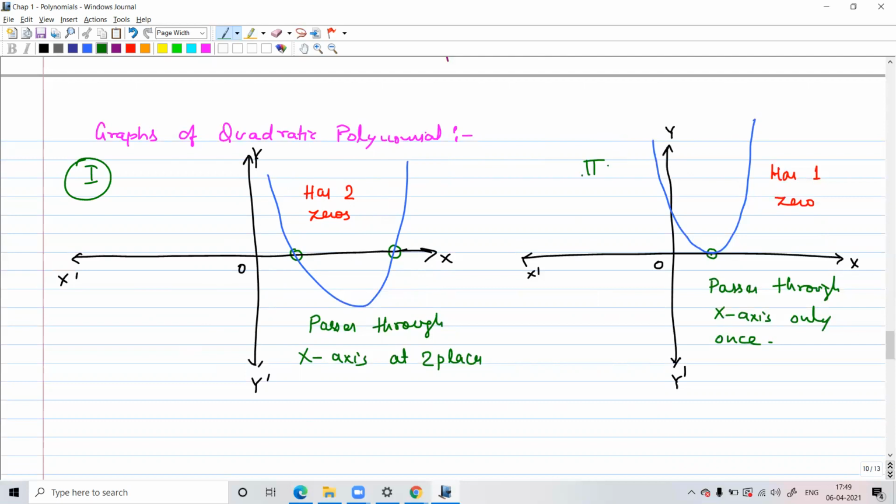But then in this second example, as you can see, this is also quadratic. Remember, this is also a U-shaped parabola, right? So this is also some quadratic polynomial only. But because the coefficients are such that it passes through the x-axis only once, it will have only 1 zero, even though it is a quadratic polynomial. Okay.